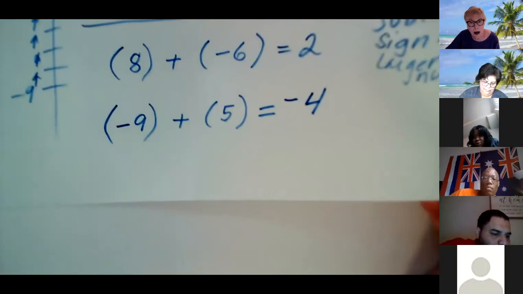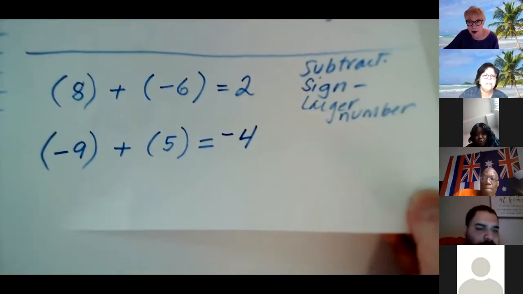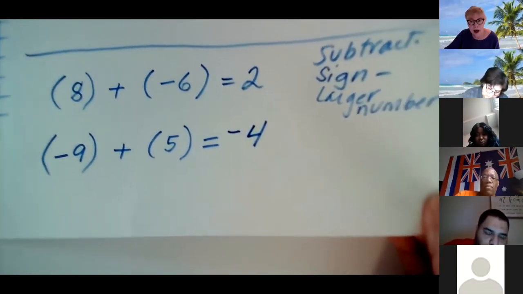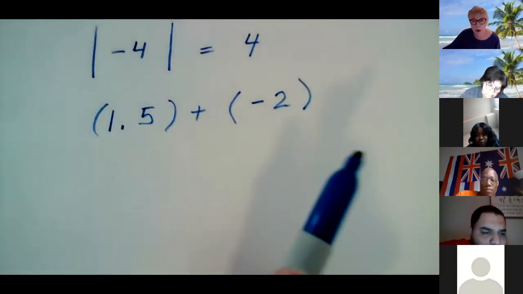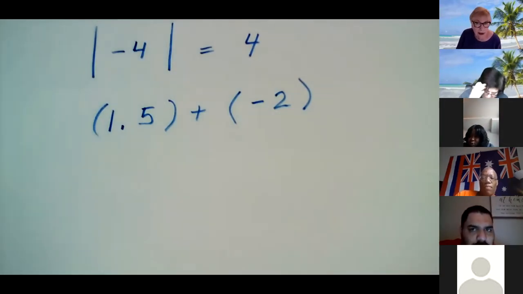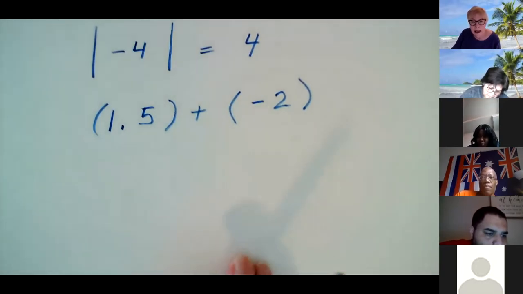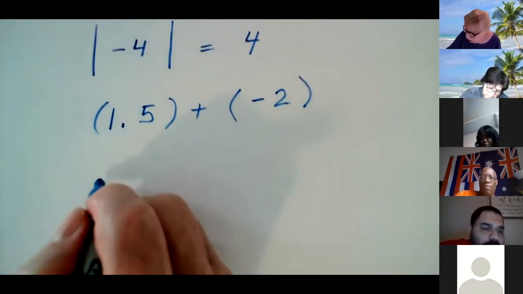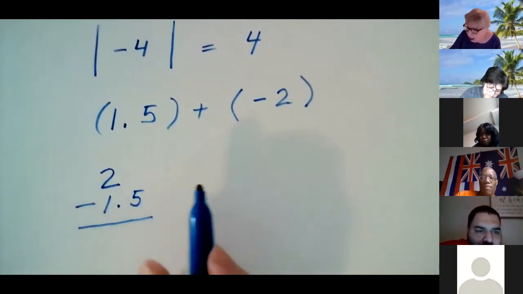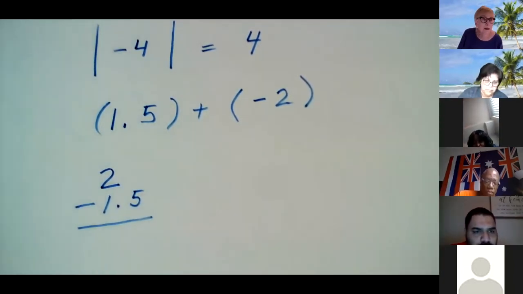These two numbers are opposite signs. I have one positive and one negative. Here's my instruction. Subtract and take the sign of the larger one. So the larger one is actually -2. That's further away from 0 than this is, only 1.5. So if I had to subtract those two numbers, it's 2 minus 1.5. And I've got to put the 2 on top because that's the way I'm used to subtracting, right?